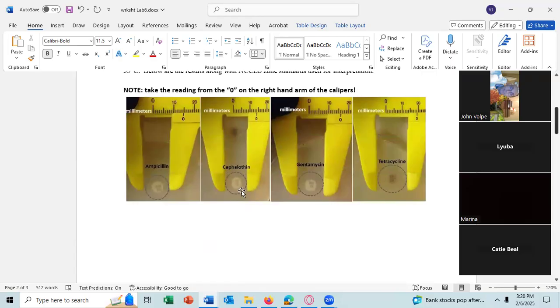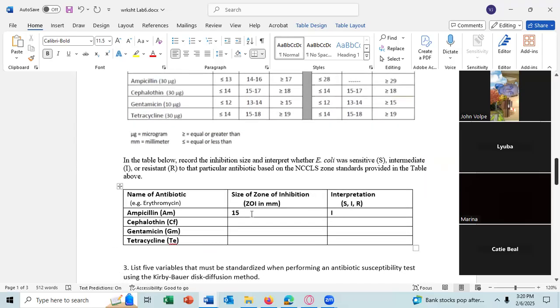This is CF here. Measure the size of the zone of inhibition, put it in the table here, look up on the table, and tell me if it's sensitive, S, I for intermediate, R for resistant. Fill in the table here. And that's the first question. Any question about any of that?